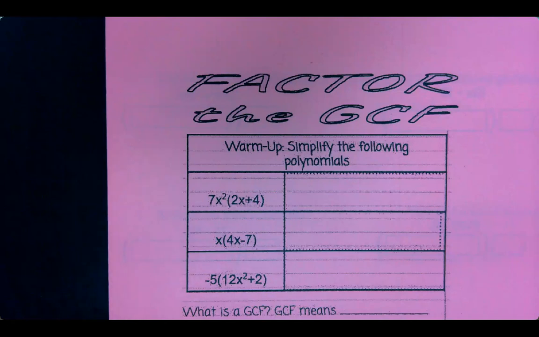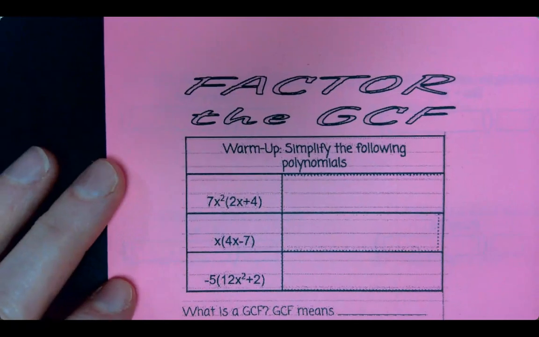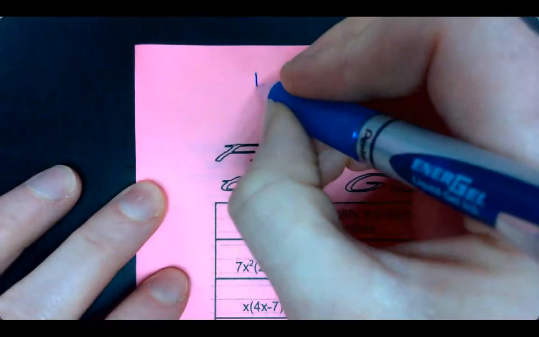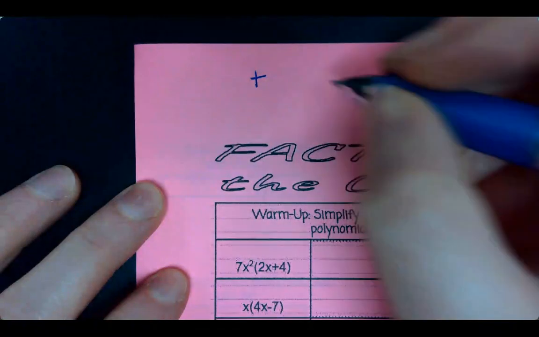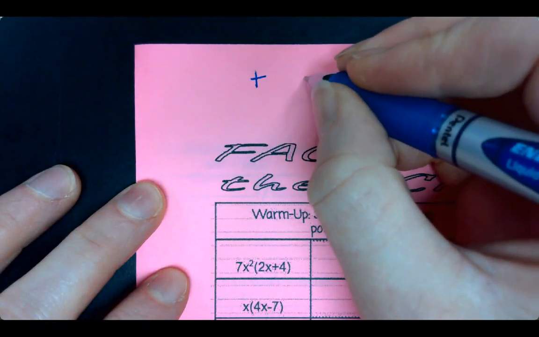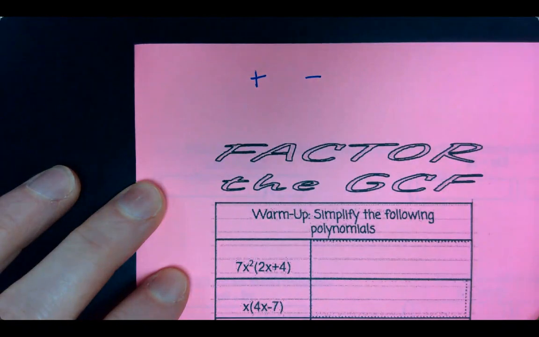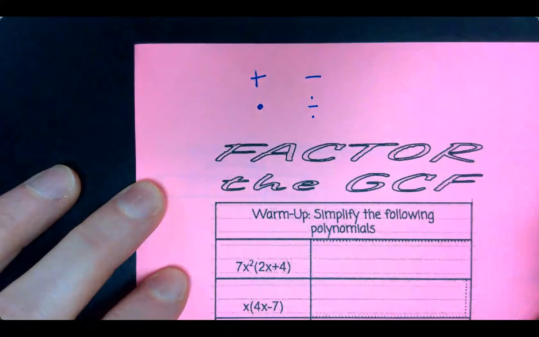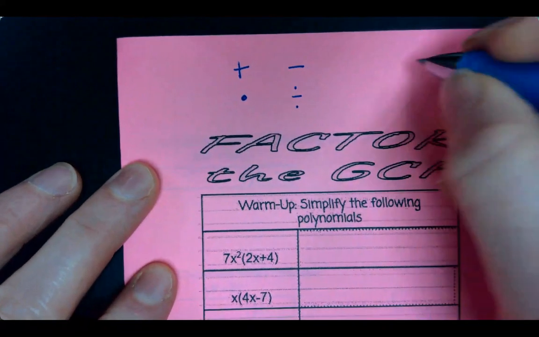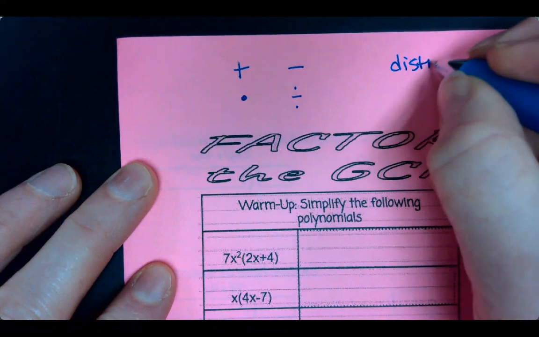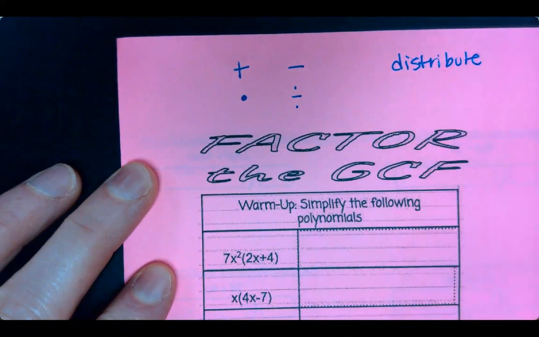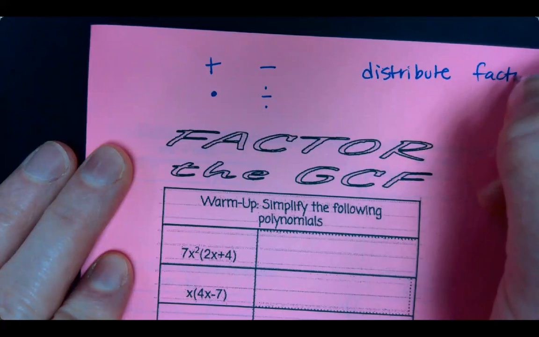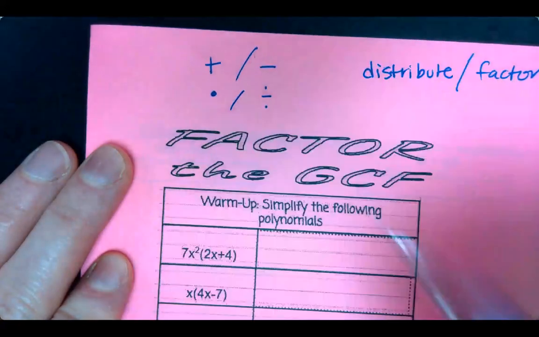Okay, we are going to learn how to factor. So every time in math, when we learn something, we learn to undo it. Like we learn addition, then we learn subtraction. We learn multiplication, then we learn division. So we learn distributive property, and we are going to learn factor. So these are all opposites of each other, okay?